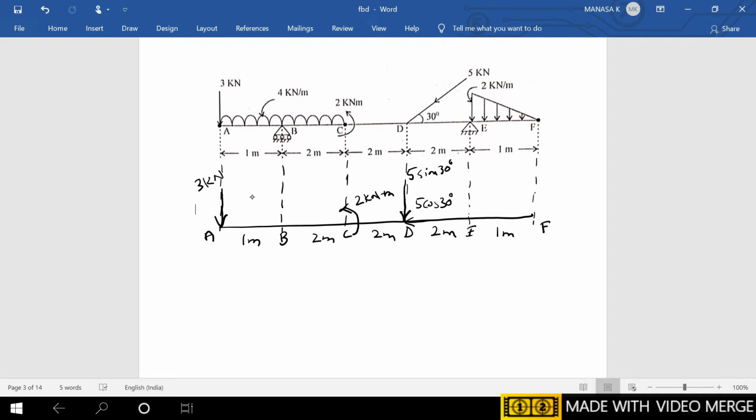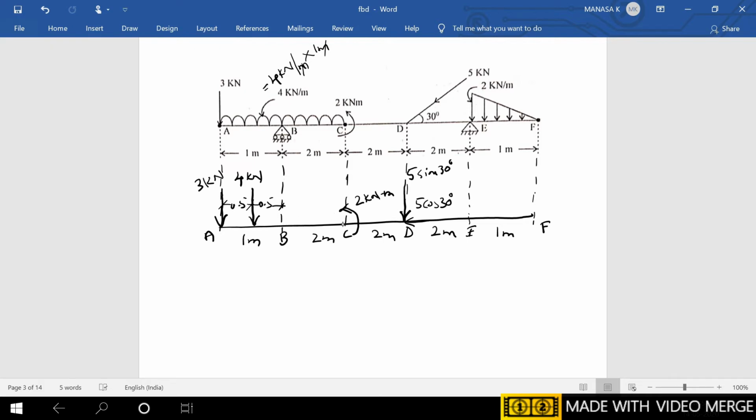So I'll convert the UDL of stretch AB of intensity 4 kN per meter, length is 1 meter. So a point load will be acting at the middle of 1 meter, that is 0.5 and 0.5 from either point, that is A and B, with the intensity. So the intensity here will be the area of the rectangle, that is 4 kN per meter, height into breadth. Breadth is 1 meter. Meter and meter get cancelled. So a total of 4 kN is acting at the middle of AB.